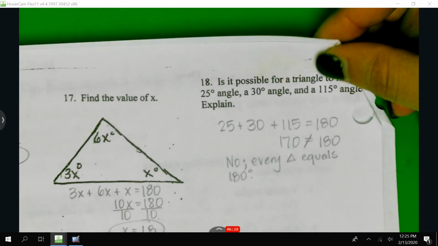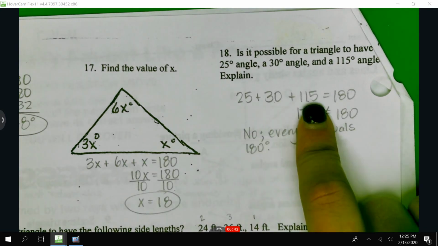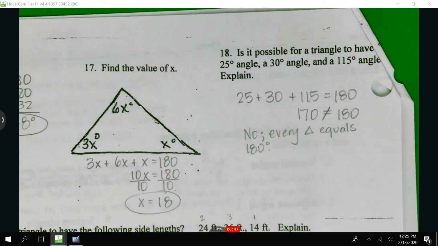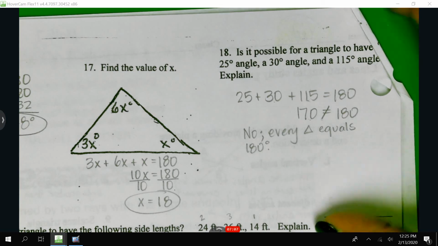All right, number 18, it says, is it possible for a triangle to have a 25-degree angle, a 30-degree angle, and a 115-degree angle? Explain. So in order for it to be a triangle, they all have to add up to 180. So in this case, if you add the 3, they give you 170, which is not 180. So it cannot make a triangle. This is not what you learned yesterday with side lengths. This is degrees. This is angle measures. So that's why it has to be equal to 180. Okay. Questions on that? So it has to equal 180 in order to be a triangle, which it does not.